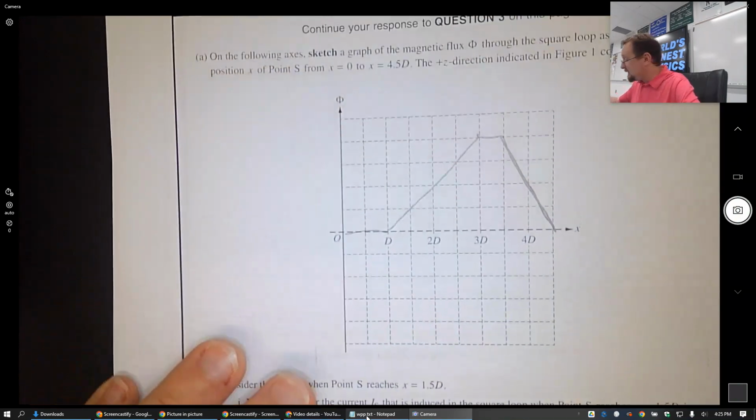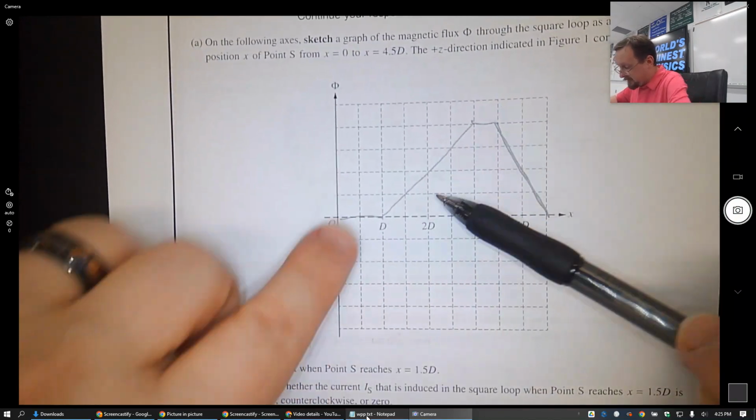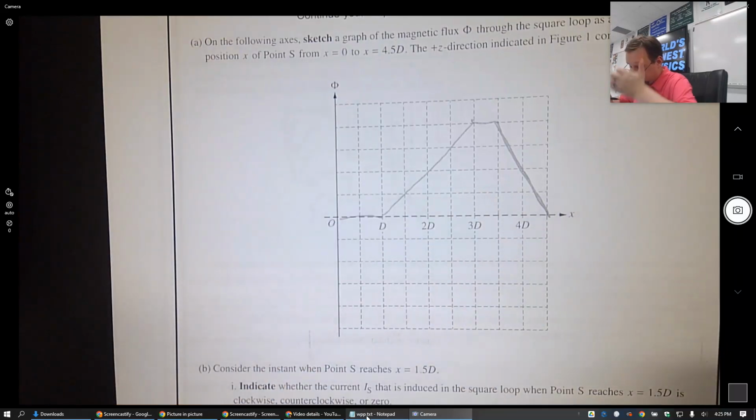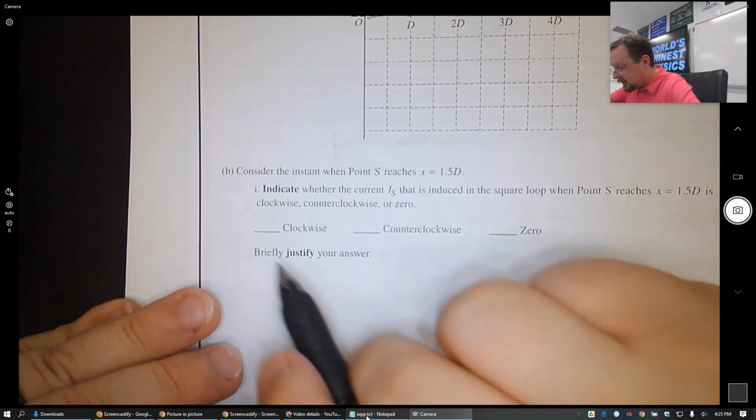I was fully expecting a piecewise graph there. I mean, it is piecewise, but I meant the piece changing at D, but it doesn't. That is so messed up. Consider the instant when point S reaches that.